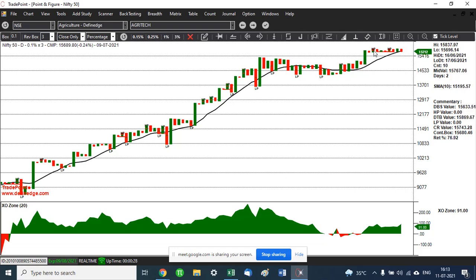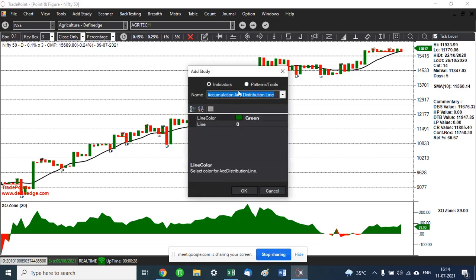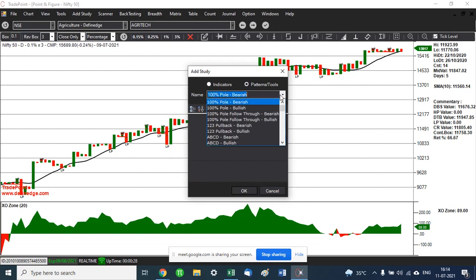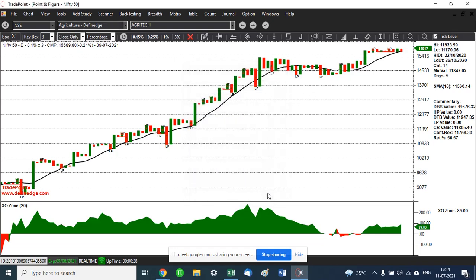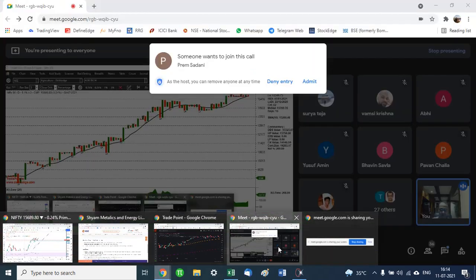Then we have high pole and low pole, HP and LP. So these are again other patterns that I have added from here. You go to add study, pattern. Here you will find all these patterns. So you have, for example, anchor column is there. This I have added to my working. I have added high pole. I have added low pole. All these patterns I have added. So automatically the software is plotting these for me as and when these patterns are made.